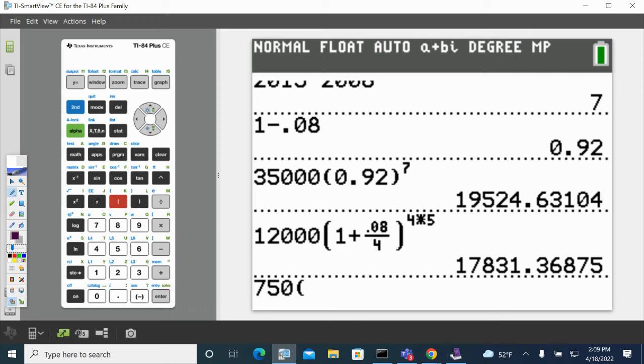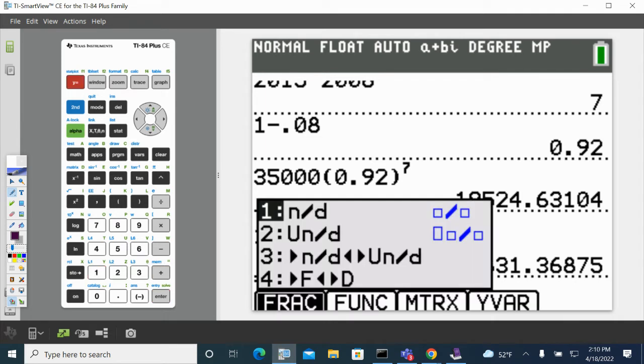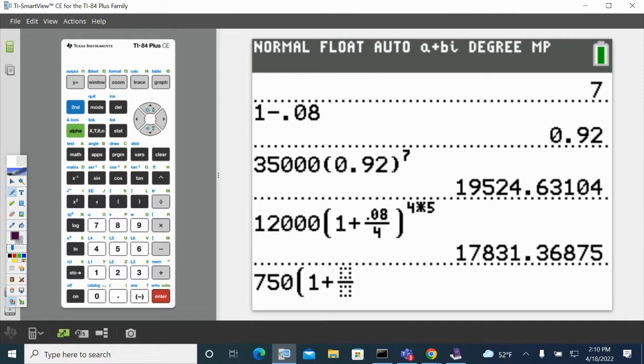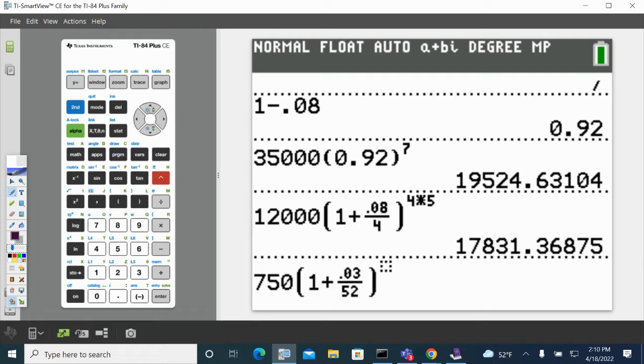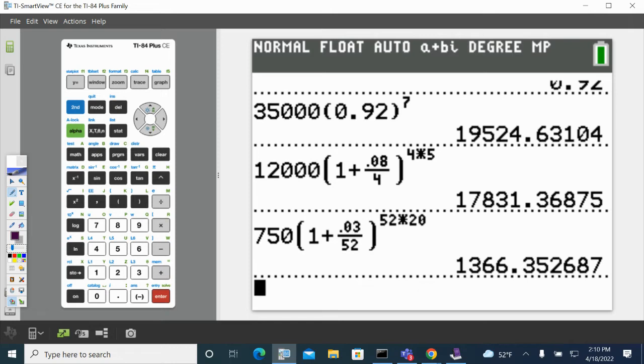So 750 times 1 plus fraction 0.03 over 52, close, and that's raised to the 52 times 20. And that gives us $1,366.35.